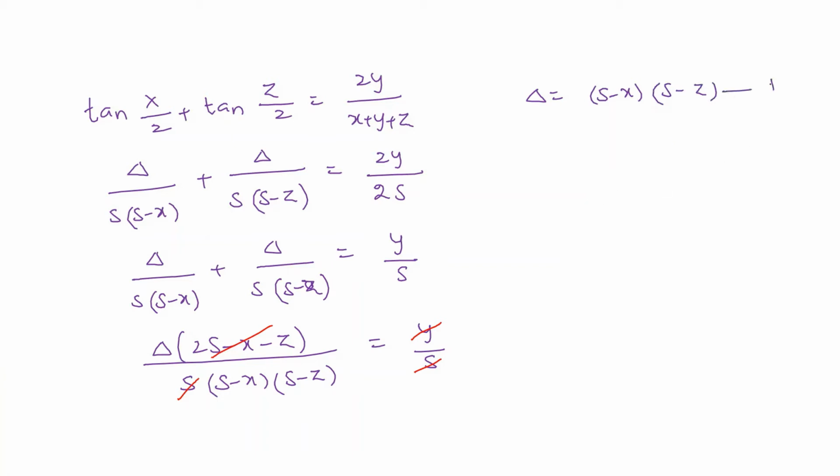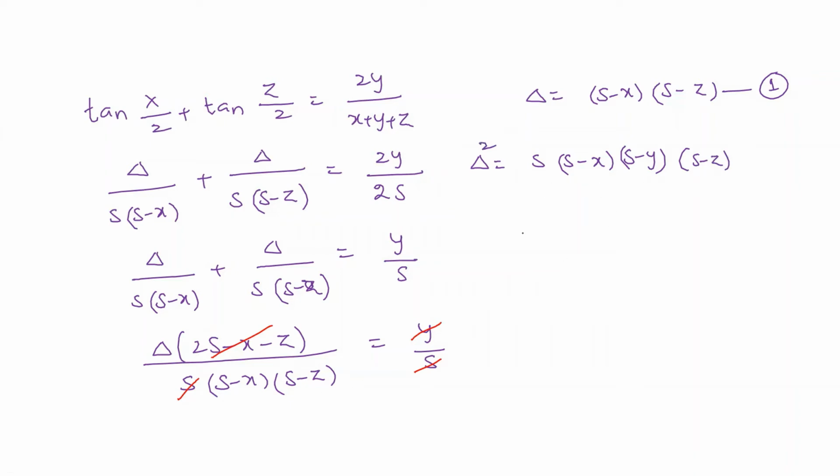So let it be the first relation. But we already know from the properties that delta can be written as what? Square root of s into s minus a, or here, since the sides are taken as x, we are going to get s into s minus x into s minus y into s minus z, under root. So we are going to get delta square equal to what? s into s minus x into s minus y into s minus z.